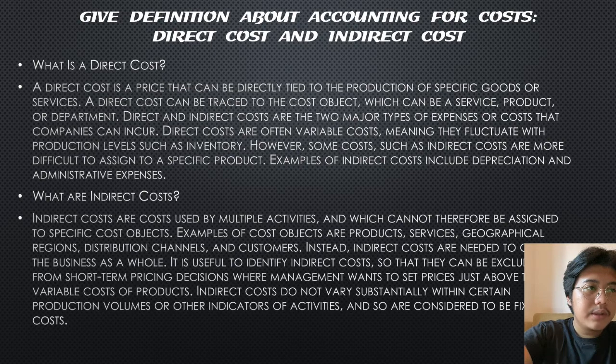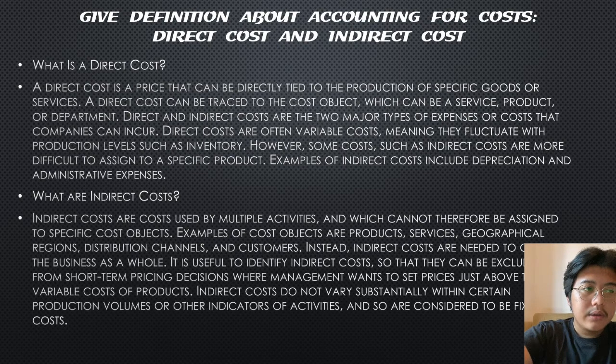However, some costs, such as indirect costs, are more difficult to assign to a specific product. Examples of indirect costs include depreciation and administrative expense. Okay, next is what are indirect costs? Indirect costs are costs used by multiple activities and which cannot therefore be assigned to a specific cost object. Examples of cost objects are product, service, geographical region, distribution channel, and customer.